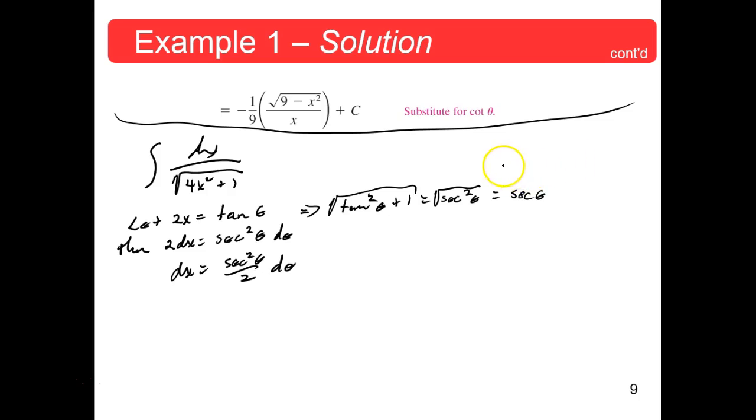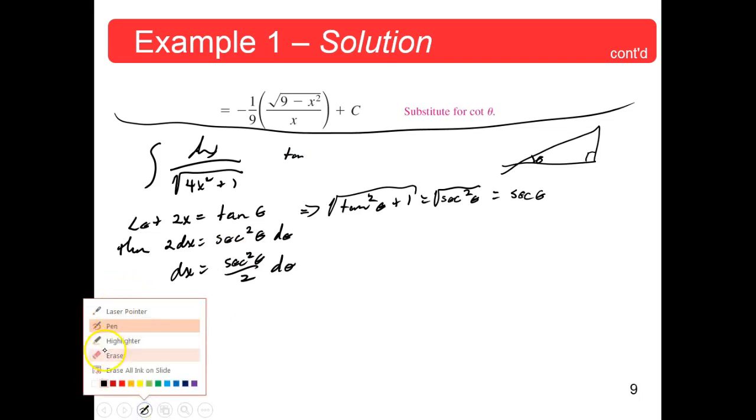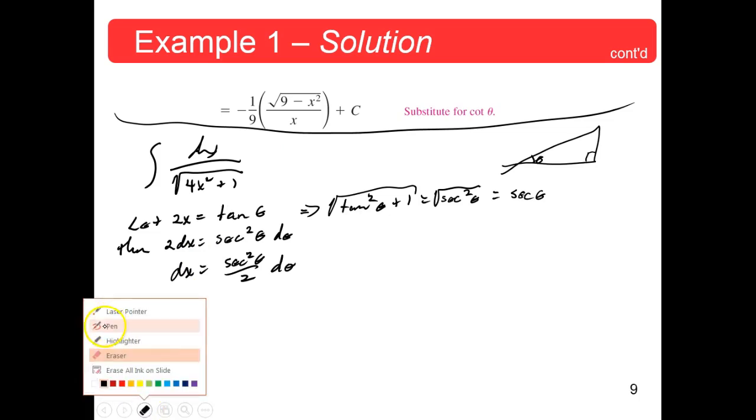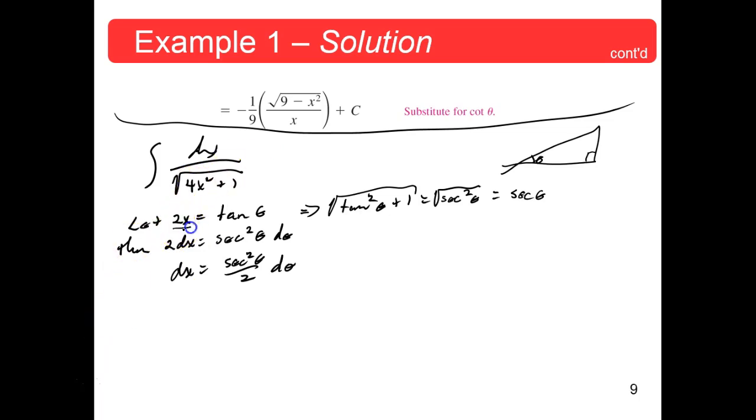Little triangle. Don't forget your little triangles. They're so handy. Make this be your angle theta. And from our very first thing, tangent theta is 2x. I don't see a denominator there, so what can we do? Over 1. And what is tangent theta? Opposite over adjacent, so that would be 2x over 1. And then by Pythagorean theorem, what's your hypotenuse?